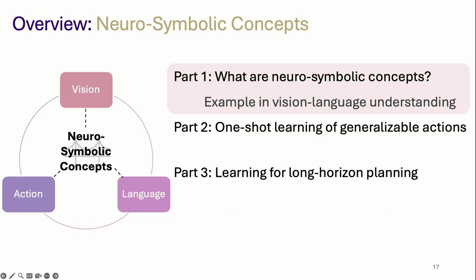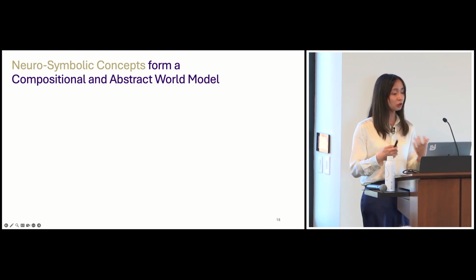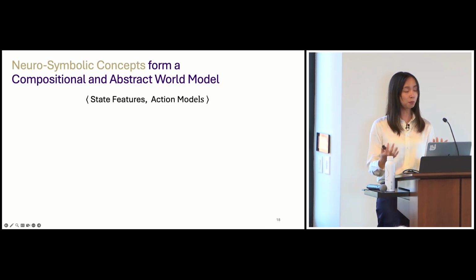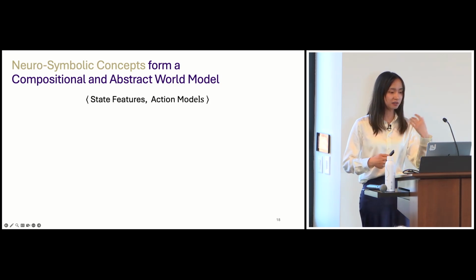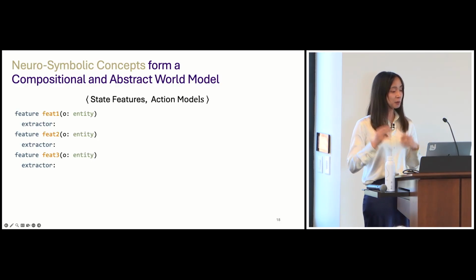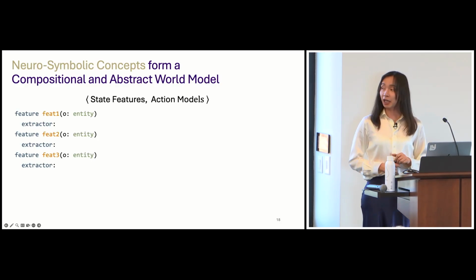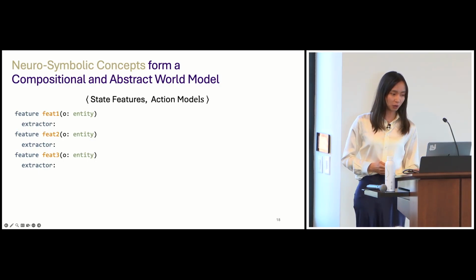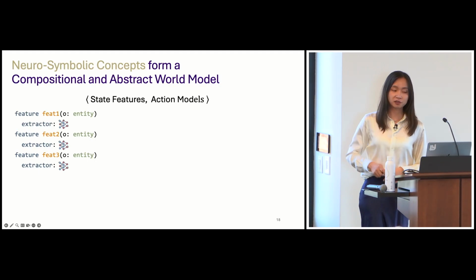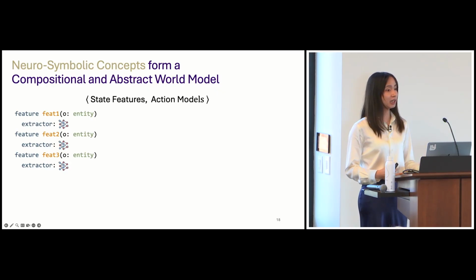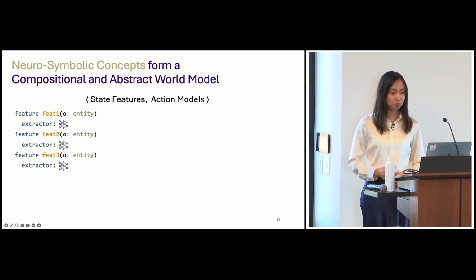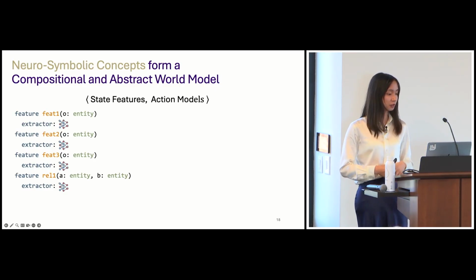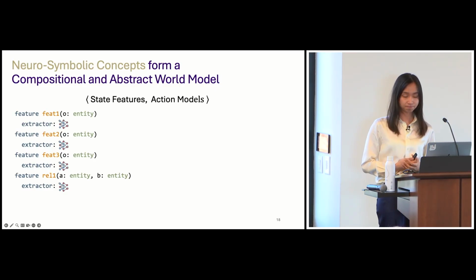So now I'm going to get into what are neurosymbolic concepts. Mathematically, neuro-symbolic concepts form a compositional and abstract world model. It has two parts, some state features we care about and some action models. I'm going to use this particular way to represent state features. They have some ID, such as feature 1, feature 2, and feature 3, and they are associated with some entities in the physical world. Usually, they will associate with a neural network-based extractor that can recognize those features from the raw perception data. You can also build relational features, such as a relation between two entities.